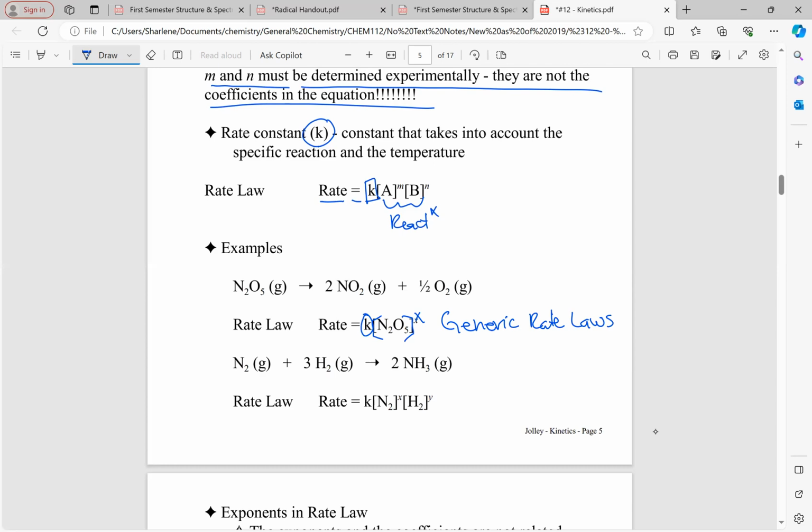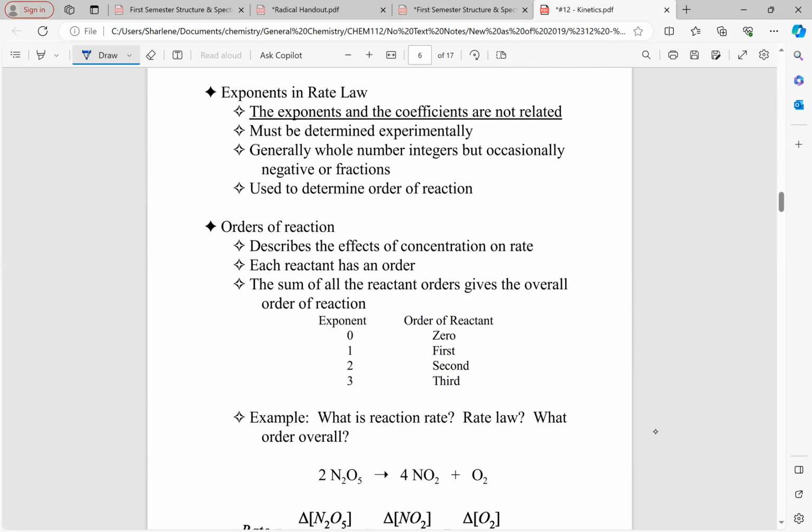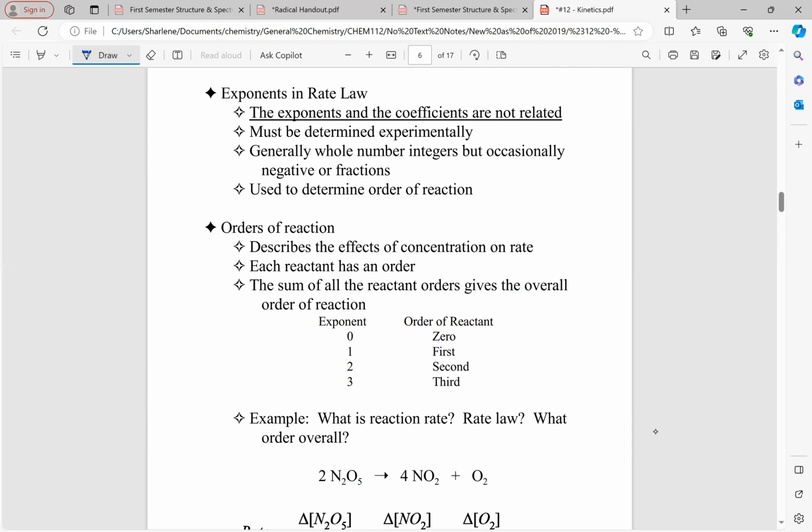Now, if you have two reactants, it would just be the first reactant to x, the second reactant to y, or again, whatever variable you would like. These exponents are not the coefficients. They must be determined experimentally. They're generally whole numbers, but they can be negatives or fractions, but not in our class. We're always going to use positives and they're going to be whole numbers.